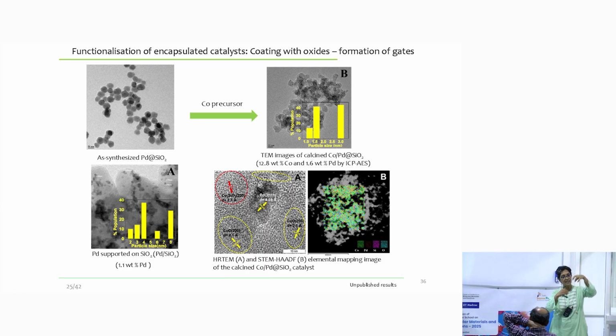So you put something there which will react with your H2S and will not allow that H2S to come in, but only the CO will come in. So we wanted a gate which will close when H2S comes, but open when CO comes. So it's like a gate kind of a thing we wanted to make.